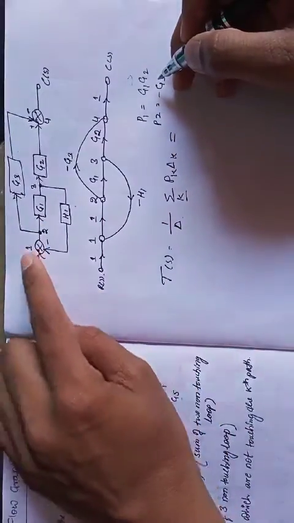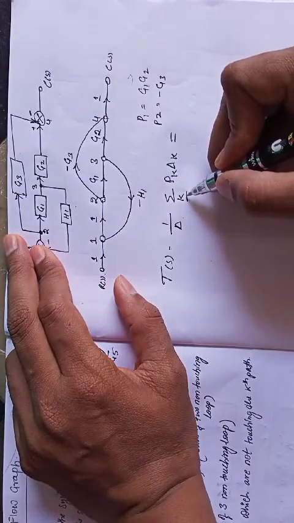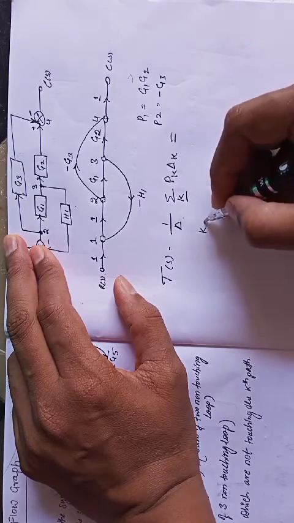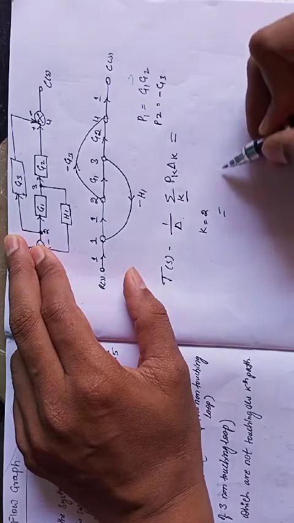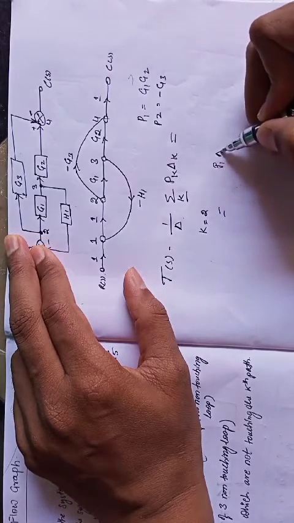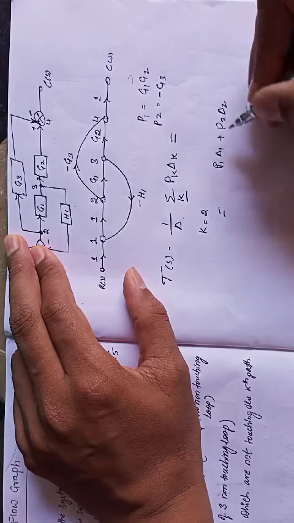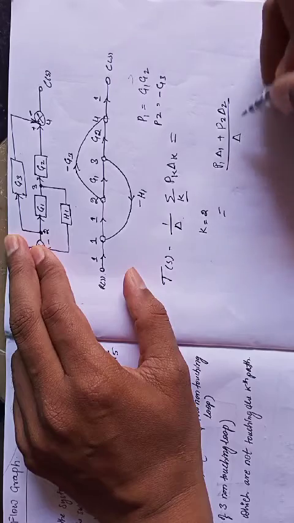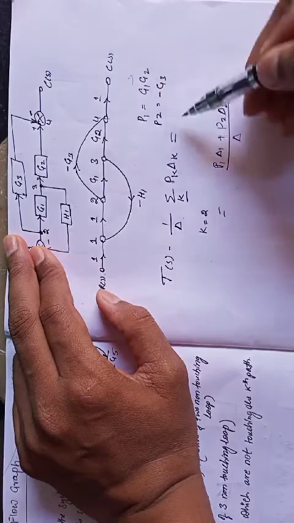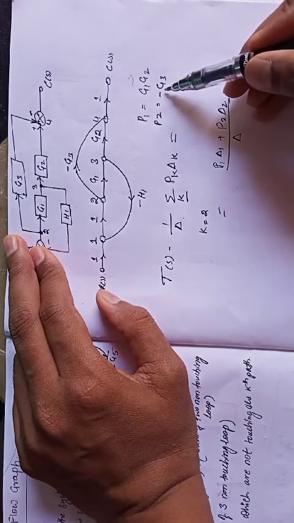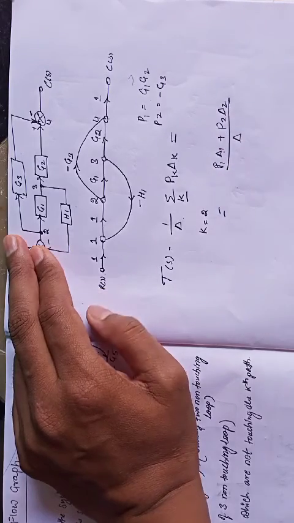Here we are having two forward paths. It means k equals 2. In this case k equals 2, then our formula becomes P1 delta 1 plus P2 delta 2 divided by delta, where P1 is the forward path gain 1, and P2 is the forward path gain 2. Now we have to find delta 1 and delta 2.